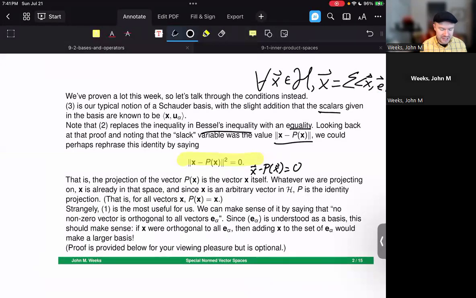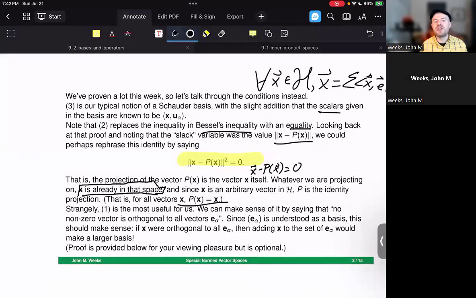So whatever we are projecting on, x is already in that space. So p is the identity projection, meaning the projection of any vector onto the space that we are projecting onto is exactly that vector. And if that's true for every vector inside of that space, that's saying that x is already in the set of vectors that we're projecting on. And that's true for all of them. So that means something about the space we're projecting on. It has to be every single vector.